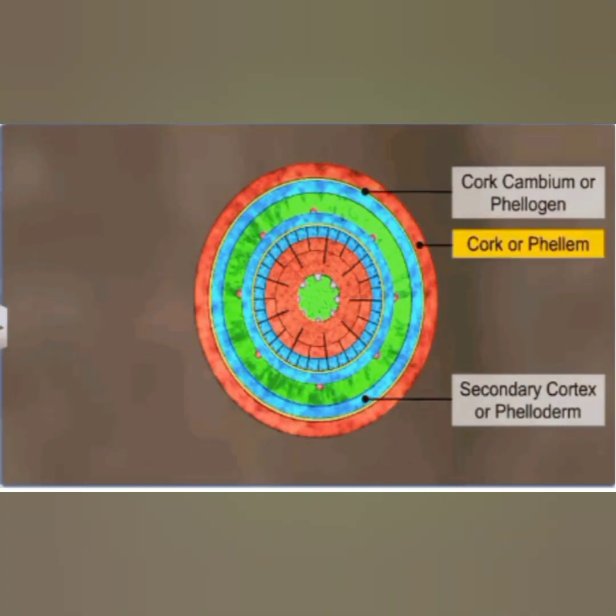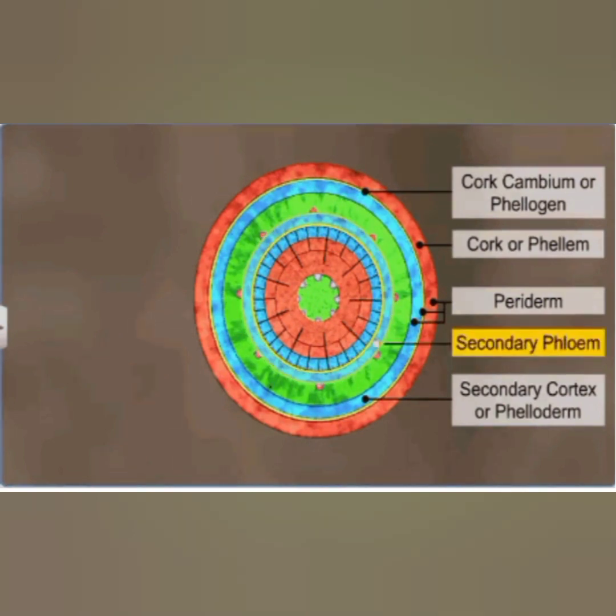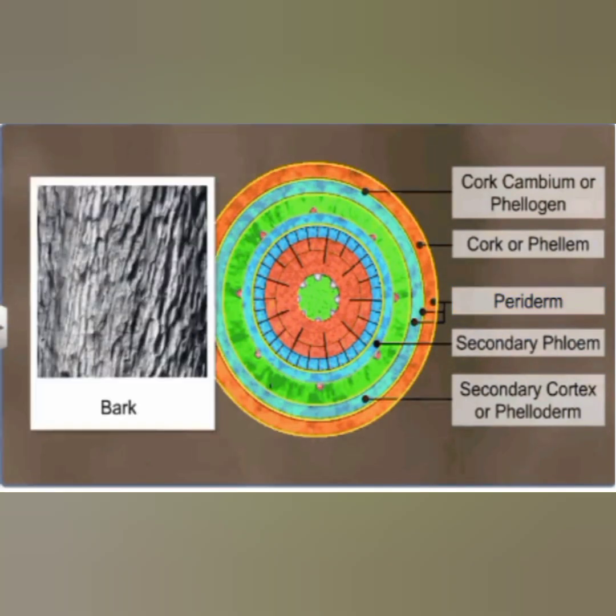The cells cut off outside are rectangular and arranged in radial rows. They have waxy deposition of suberin and become dead. They are called cork tissue or phellem. This functions as a barrier and protects the stem from physical damage and from pathogens. It also prevents water loss.